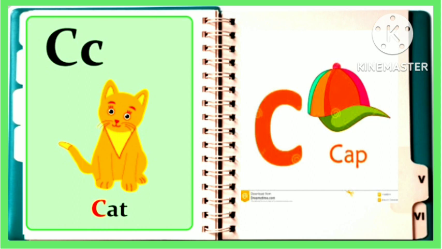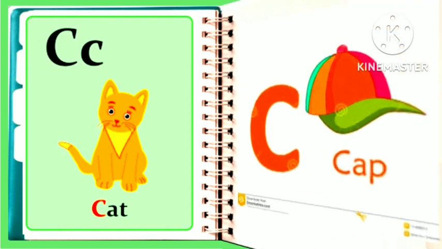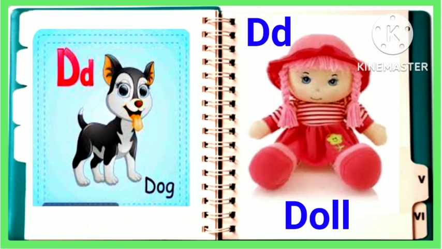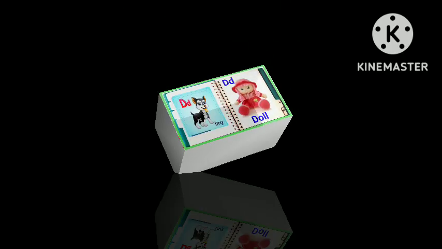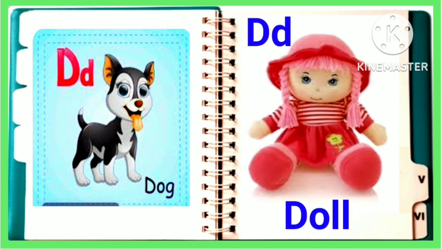C for cat and C for cat, ka ka ka. D for dog, D for dog, dot dot dot.